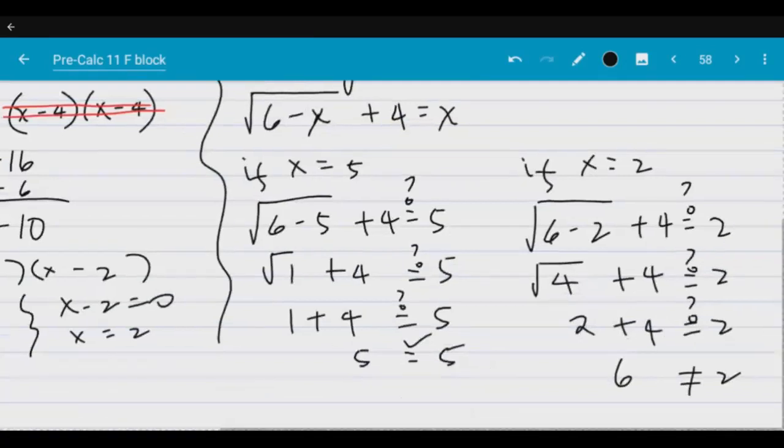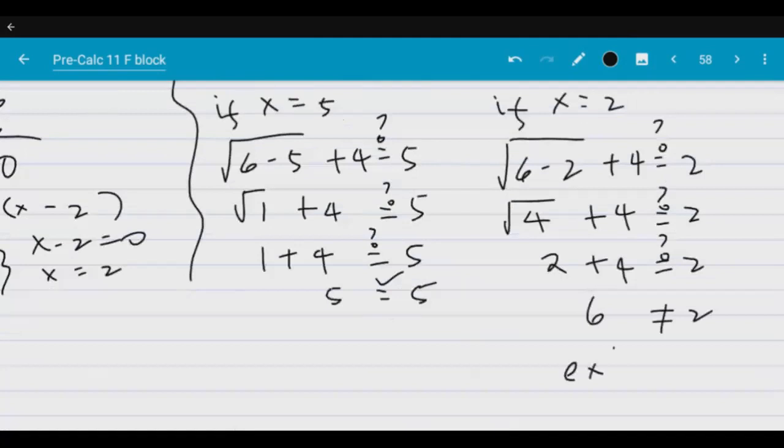What does that tell us? It is an extraneous root because we solved the equation and we came up with a value that does not work once you plugged it back in. All right. The extraneous root is x is equal to 2.